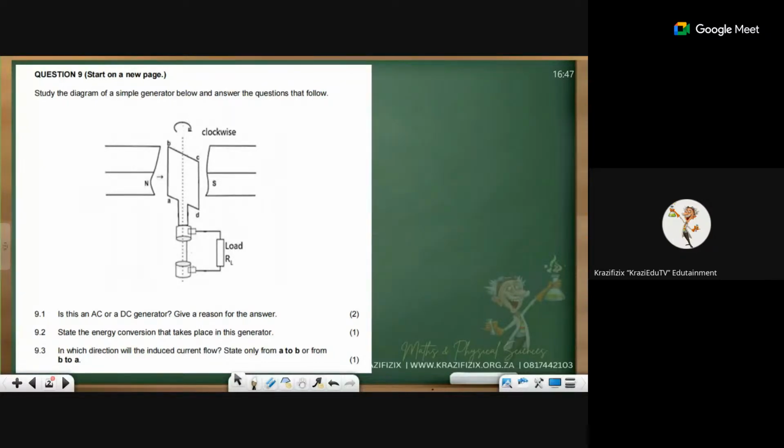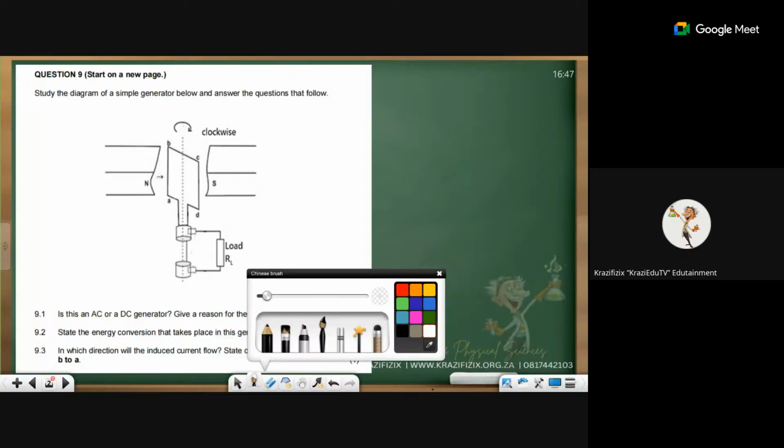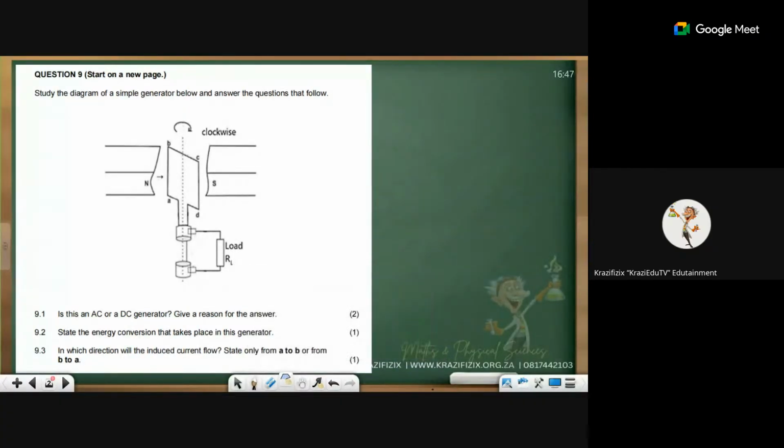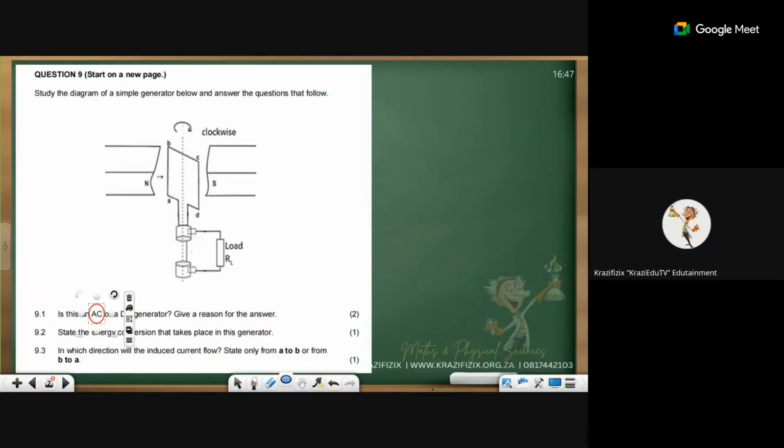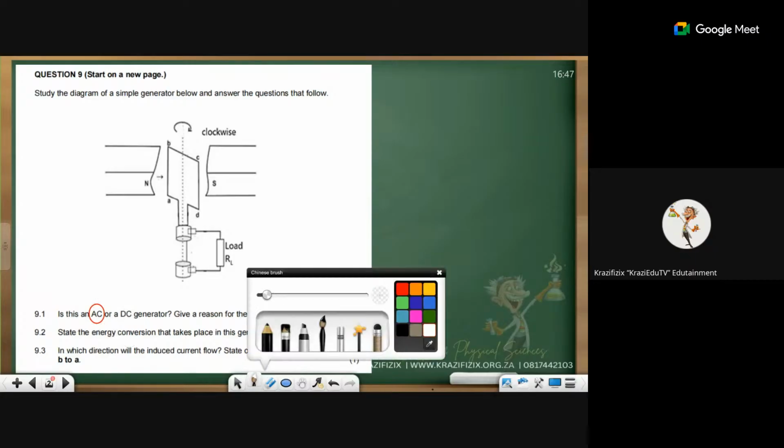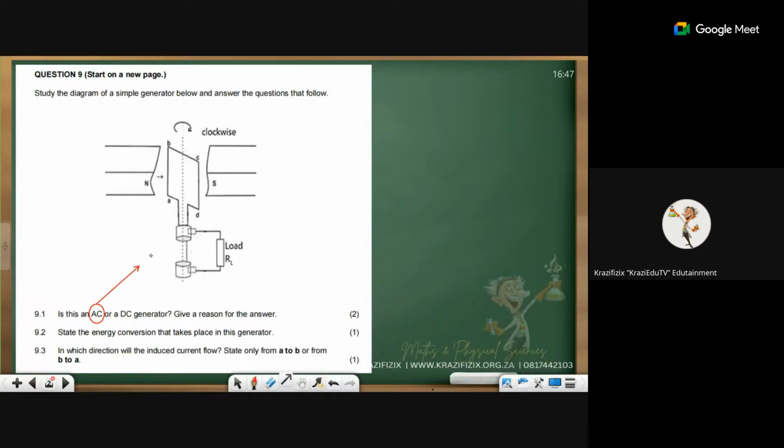Study the diagram of a simple generator. The first thing is, is this an AC or a DC? This is an AC generator. And the question would be, why is it an AC generator? Let's talk about what is present here that's making it an AC. What makes it an AC are these slip rings.